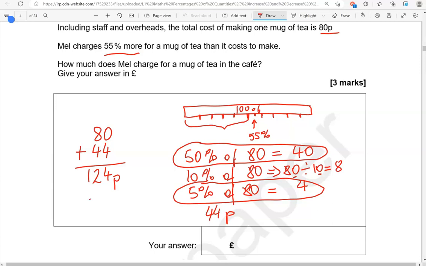And that is £1 24 pence. It's like dividing 124 by 100 because there are 100 pence in a pound. So £1 24 pence is the answer.